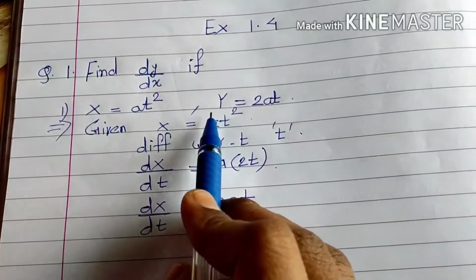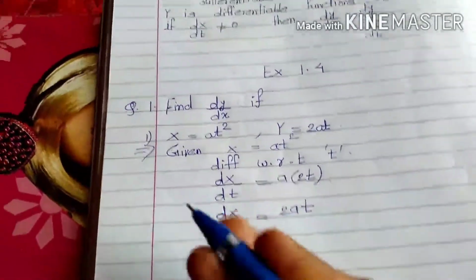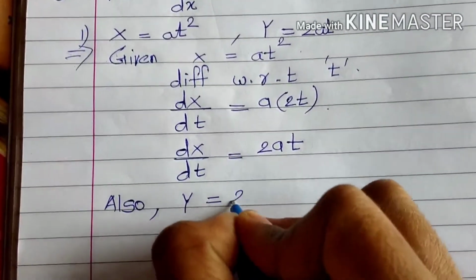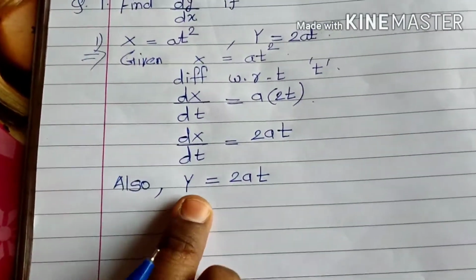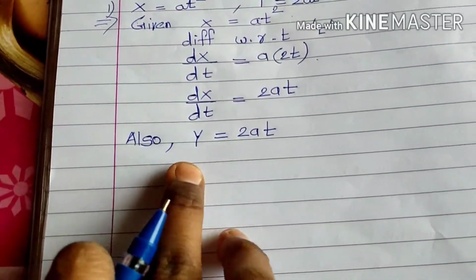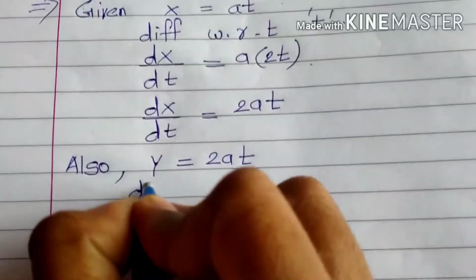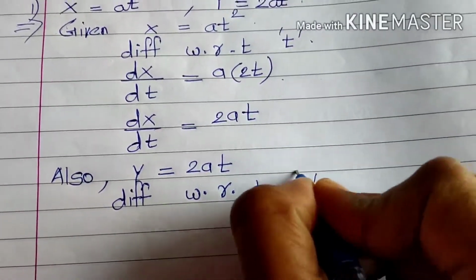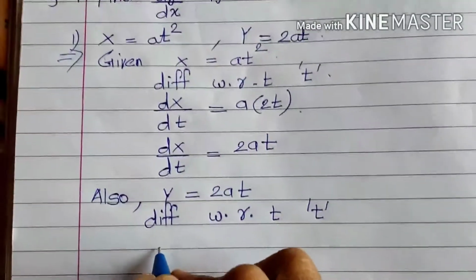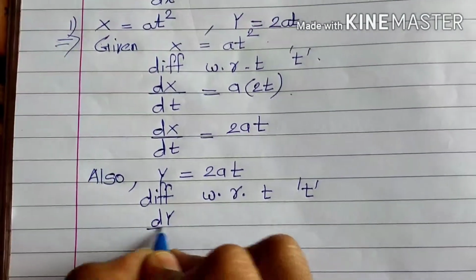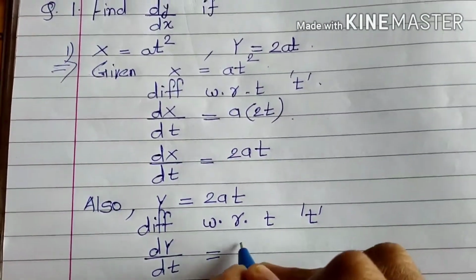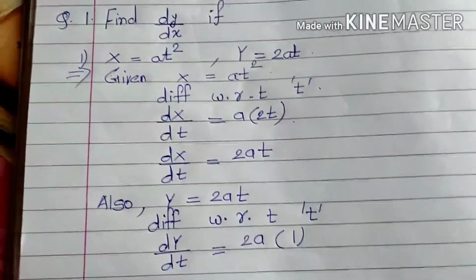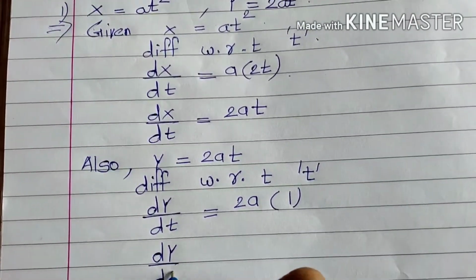Now next, y is equal to 2at. Take it as it is. y is also a function of t, that's why differentiate with respect to t. Now differentiate, so we get dy upon dt is equal to 2 is constant, a is constant, and the differentiation of t is 1. So we get dy upon dt equal to 2a.